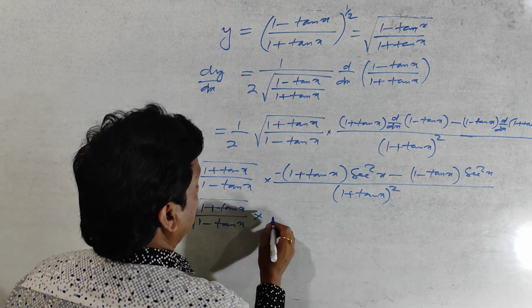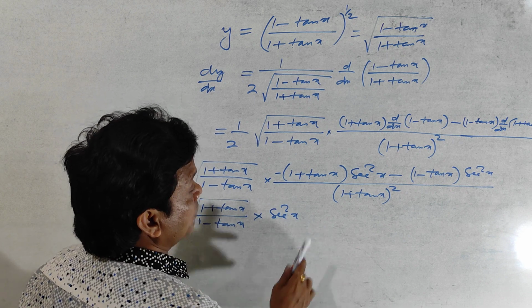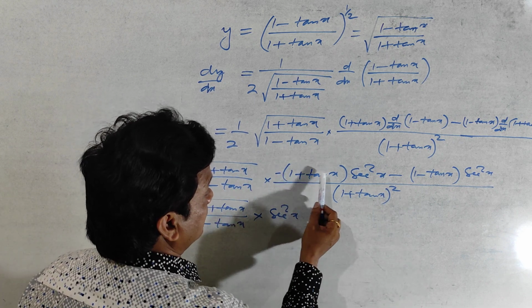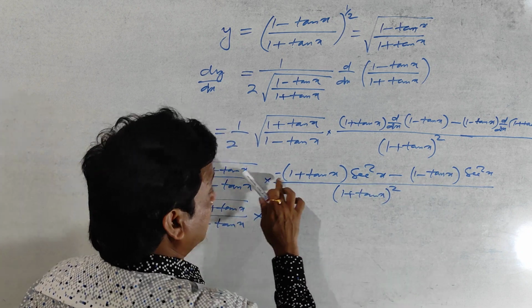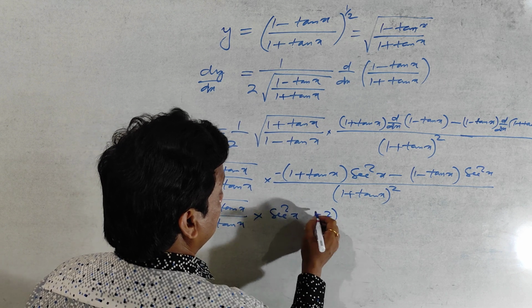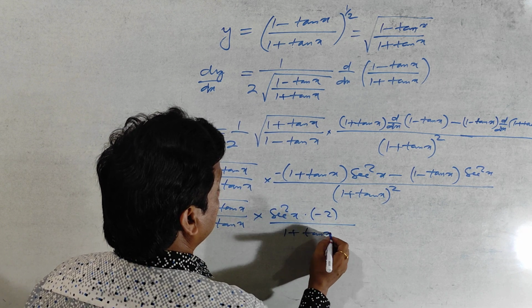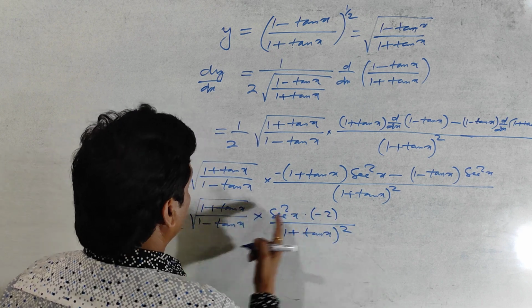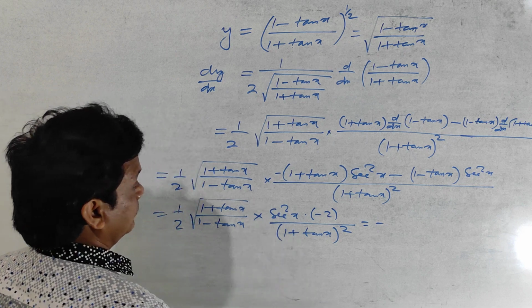So take common sec square x. I am taking sec square x outside. So after opening the bracket, it is minus 1 minus tan x, it is minus 1 plus tan x. So plus tan x minus tan x cancel out. Minus 1 minus 1, it is minus 2. So I am writing minus 2 here, divided by 1 plus tan x whole square. So 2 cancel out. So minus is there outside.